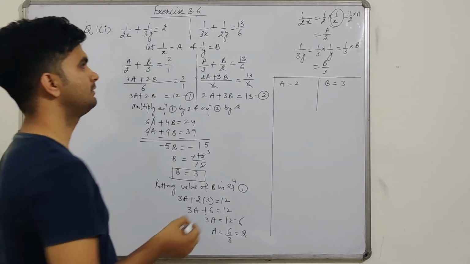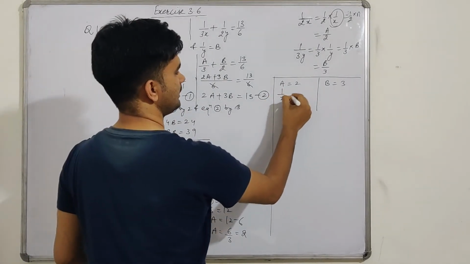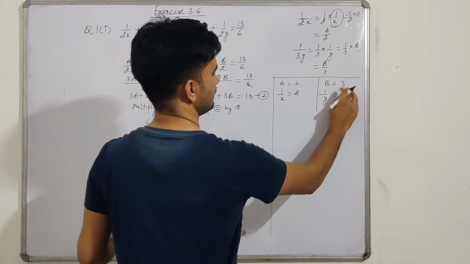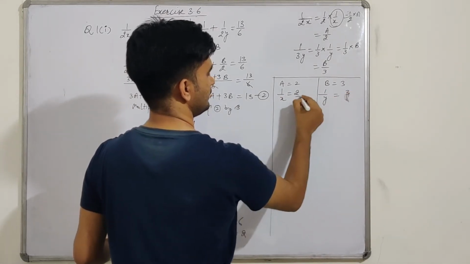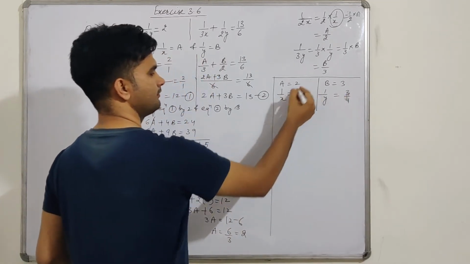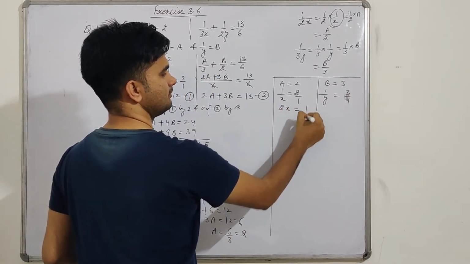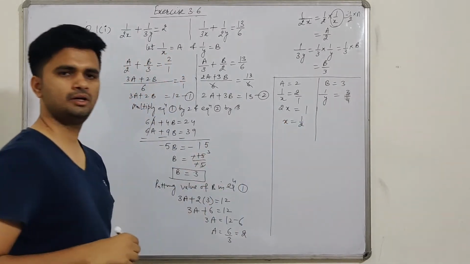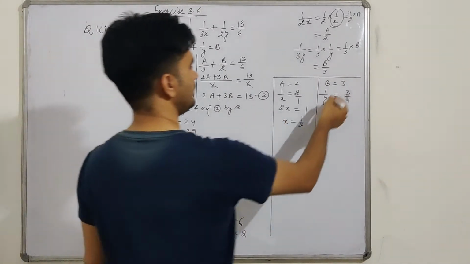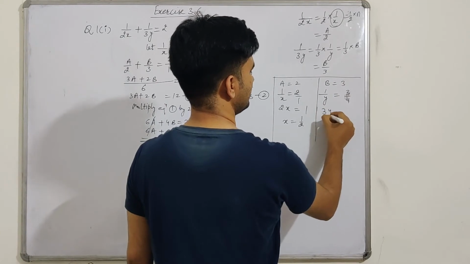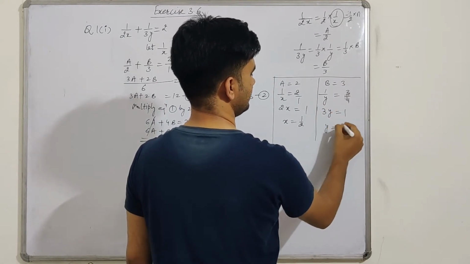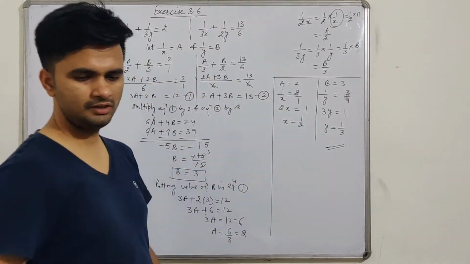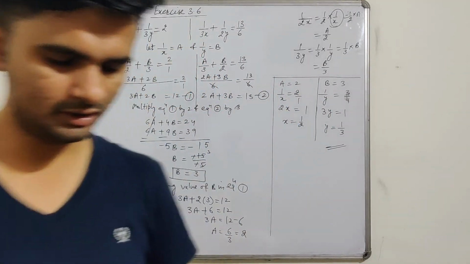Now see, what is a? It is 1 by x, and b is 1 by y. Then cross multiply. 2x is equal to 1 and x is equal to 1 by 2. In the same way, here cross multiply. 3y is equal to 1 and y is equal to 1 by 3. See the complete solution. I am giving you 1 minute.